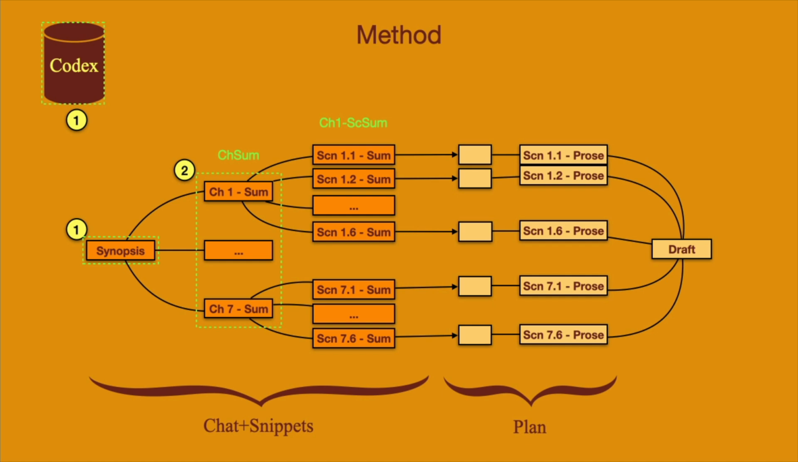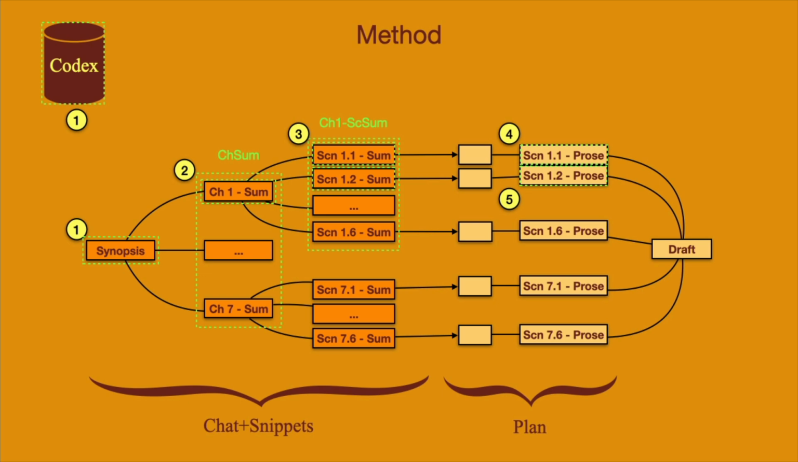Then we will take the summary of chapter 1, and use that to generate 6 scene summaries, that we will save in one snippet. Then we will take the summary of scene 1.1, and use that to generate the prose for that scene 1.1. We will do that in the plan section. Then we will take the summary of scene 1.2, and use that to generate the prose for the scene 1.2.